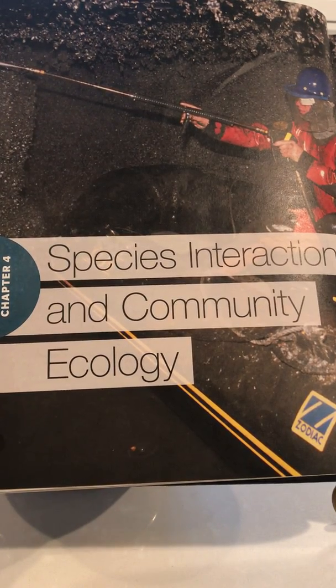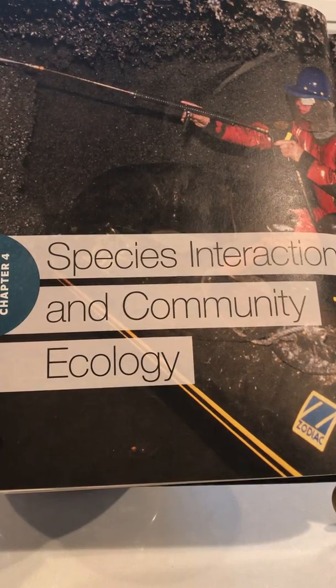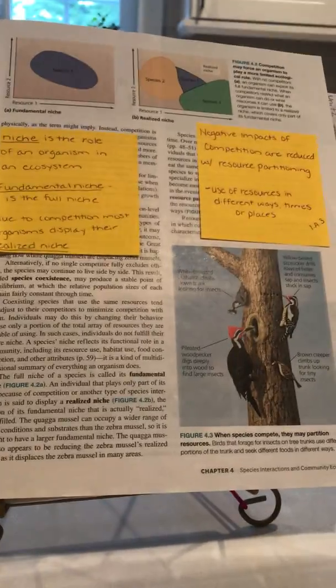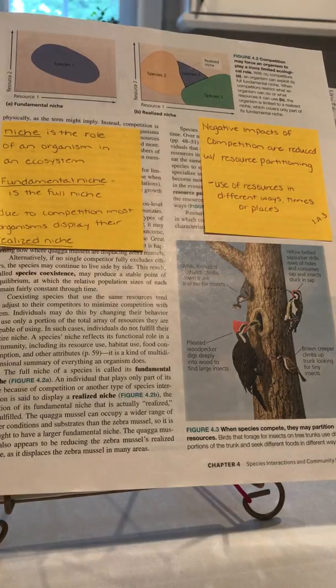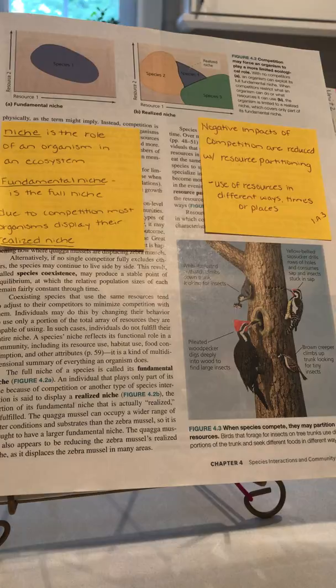Chapter 4 is looking at species interactions and community ecology. So we're going to go a little bit further in depth into some stuff that's happening in the world around you. So if we take a look here, again, we have a review of what niche means. A niche, again, is the role that you play as an organism in your ecosystem.